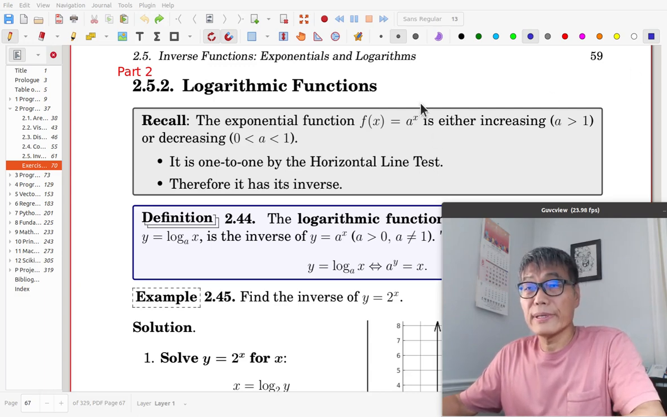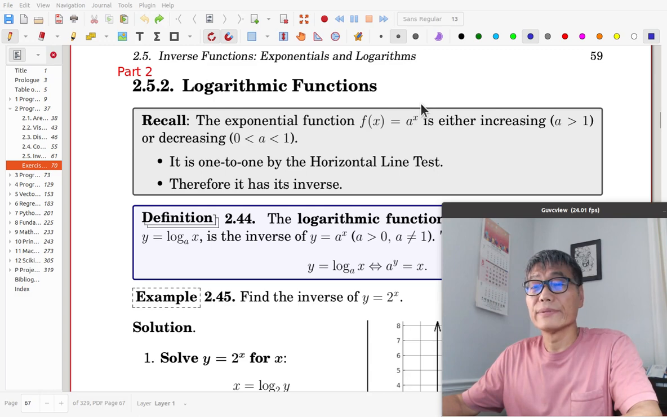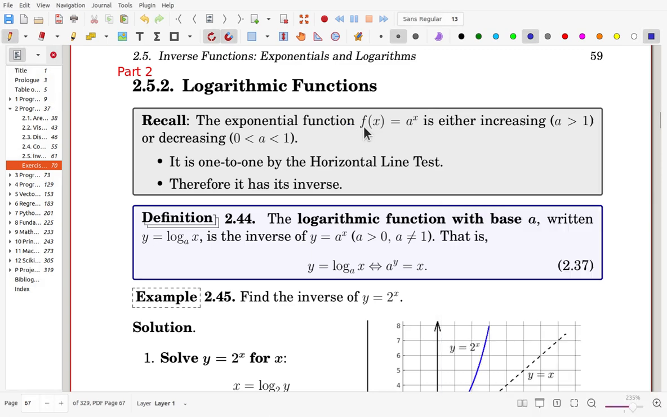It is part 2 of section 2.5, logarithmic functions. In the first part, we studied inverse functions and exponential functions. The exponential function f of x equals a to the x is either increasing or decreasing, so it is one-to-one by the horizontal line test. Therefore, the exponential function should have its inverse.